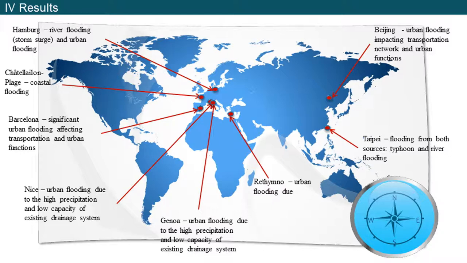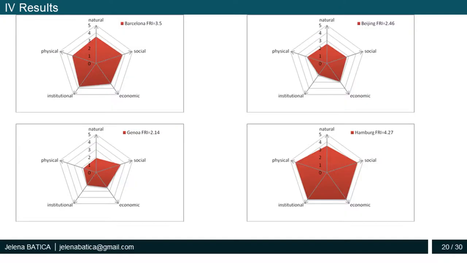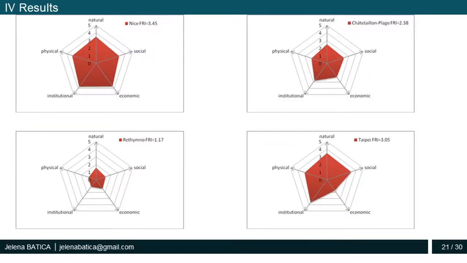Now, the presentation of the other case studies. So here I mapped all the case studies. I was able to do the evaluation on the city level. So for Barcelona, Beijing, Genoa, Hamburg, Nice, Chatelaillon-Plage, Rethymno, and Taipei.